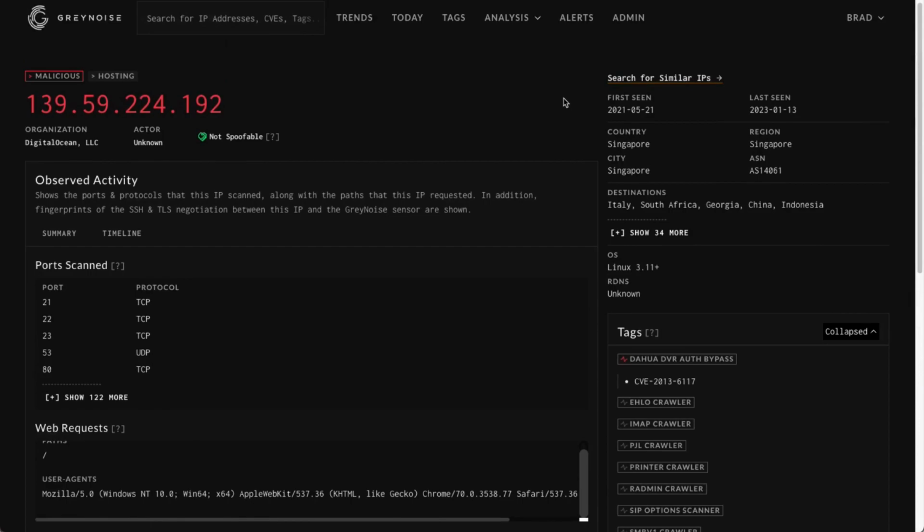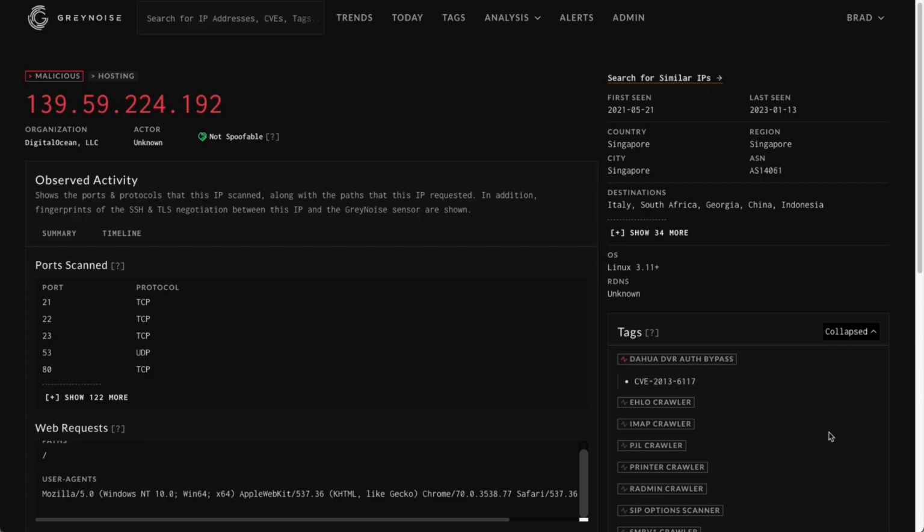On the other side of the page, we take a look and see when this IP address was first observed by the GreyNoise sensor network, and when it was most recently observed by the GreyNoise sensor network. Below that, we have some enrichment information provided to us by IPinfo to show us the country, city, region, and ASN. Finally, below that is a list of destination countries that this IP address has been observed scanning. These countries are based on the locations of the GreyNoise sensors that observe the scanning behavior.